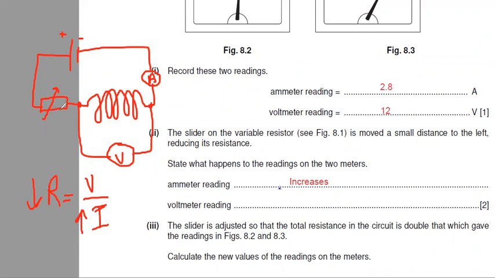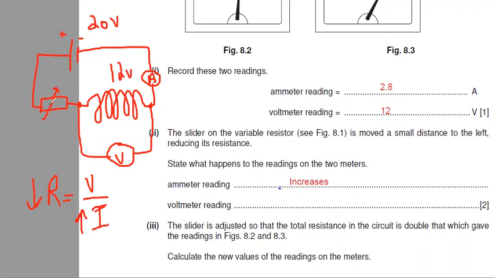They are all connected in series. So the resistance decrease means that the total resistance will decrease, and so the current will increase. What about the voltmeter? Let's see. First, we could say that if we have, for example, 20 volts as an EMF, and this coil, we already know that the potential difference across it was 12 volts.